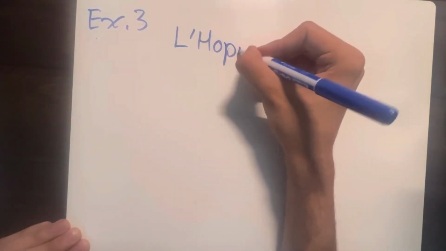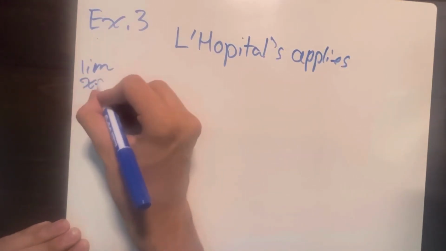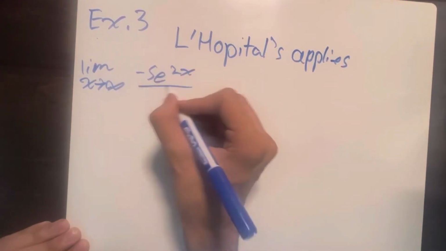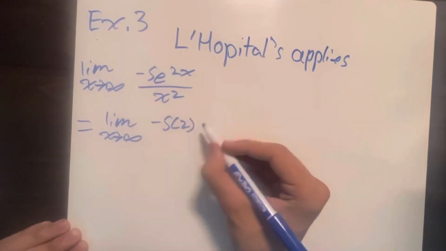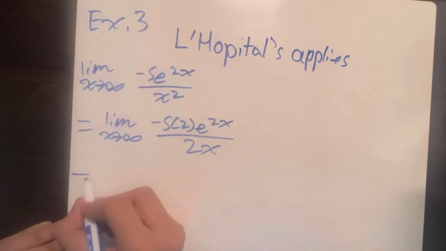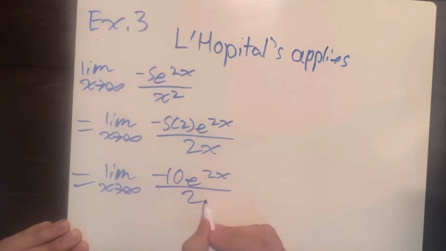Since we got the indeterminate form negative infinity over infinity, L'Hopital's rule applies. Take the derivative of the numerator, negative 5e to the power of 2x, which should end up being negative 10e to the power of 2x, and take the derivative of the denominator, x squared, which should end up being 2x.